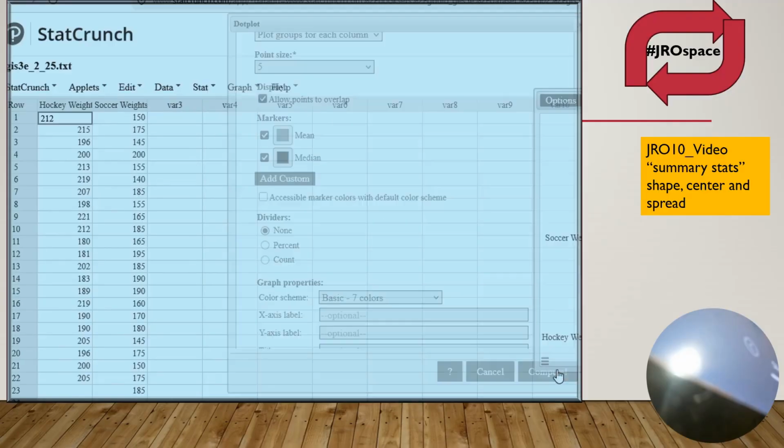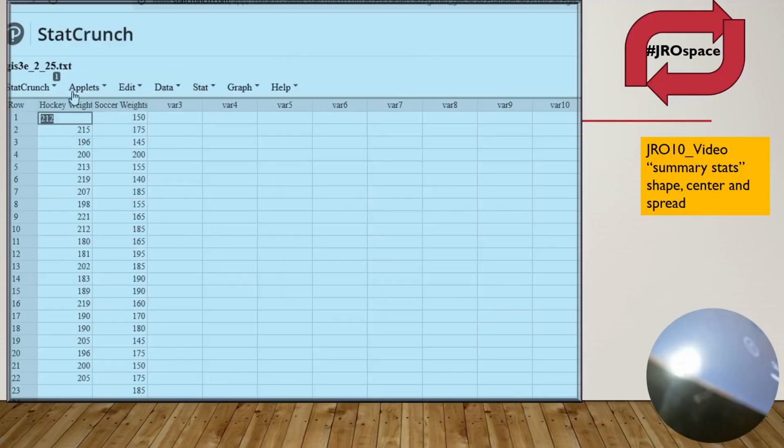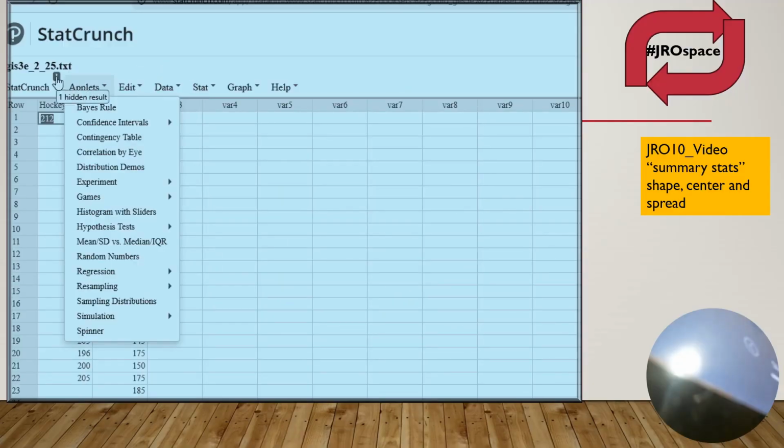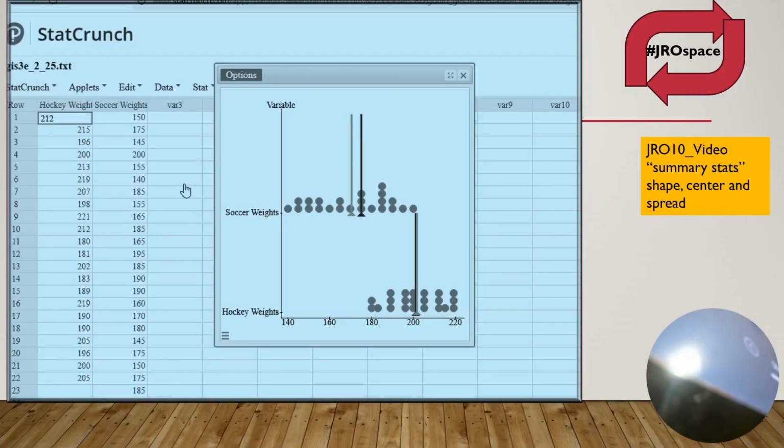Anyway, this gets what we needed there. And if I close this, see how that 1 shows up? So I should be able to go down and hit results, and there you can see that was the task I just did.